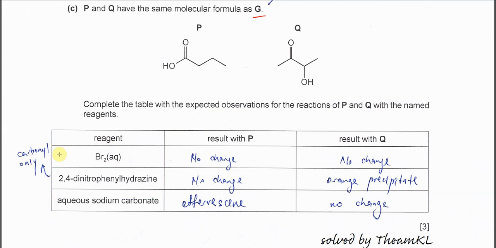Okay, so first one, bromine water added to P and Q, of course no change, both no reaction, because no C=C double bond. 2,4-DNPH reacts with carbonyl only, not carboxyl. This one is carboxyl, so it will not react. This is the ketone, a carbonyl group, yes, it will form an orange precipitate. If you put aqueous sodium carbonate, this carboxylic acid will react. This will not. When it reacts, you see gas form, so it's effervescence.